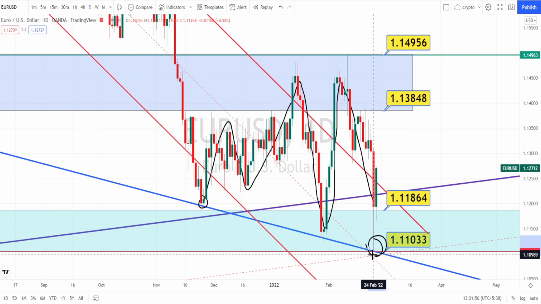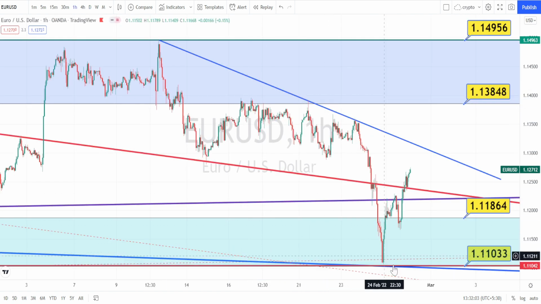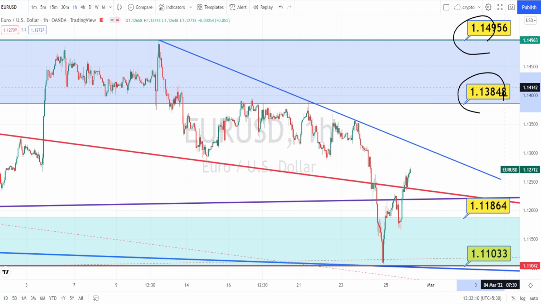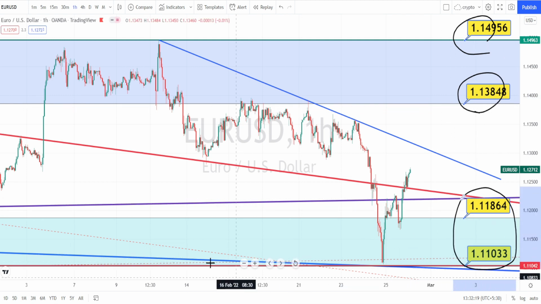Let us do the analysis in the hourly time frame. I am in the hourly time frame, and from the higher time frame we understand that this level is acting as a very strong resistance level, and these levels are acting as very strong support levels.